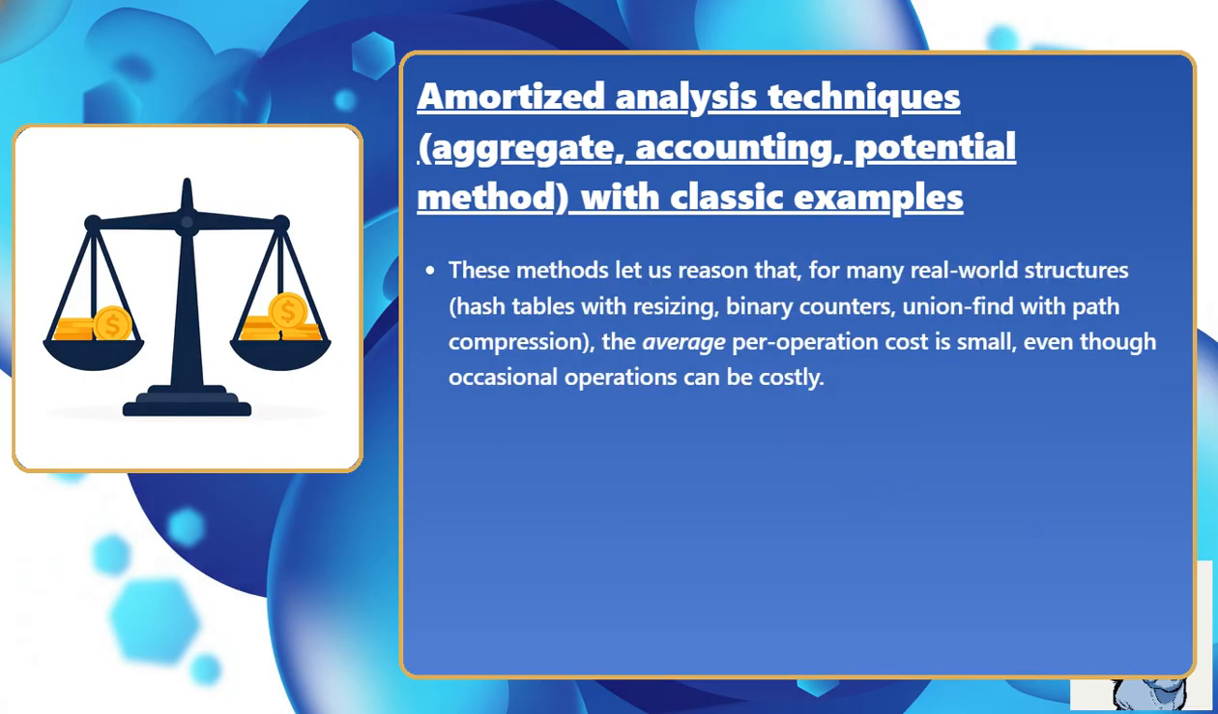These methods let us reason that, for many real-world structures, such as hash tables with resizing, binary counters, and union-find with path compression, the average per-operation cost is small, even though occasional operations can be costly.